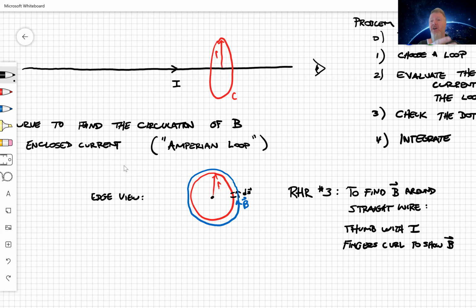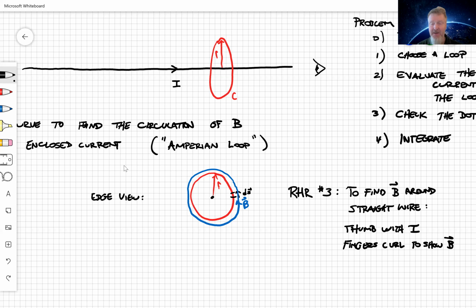So you can do this with any piece of wire. It doesn't even have to be a long straight wire. It can be any kind of piece of wire, even if it's a chunk of a loop, like even if I wanted that little piece of ds and I had a loop of wire going around this way, I can still do that. So thumb with the current, and your fingers are curly and show the direction of the magnetic field.